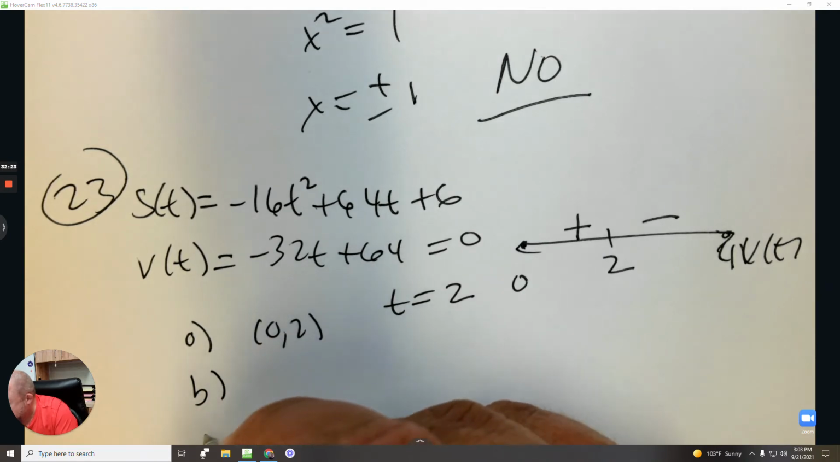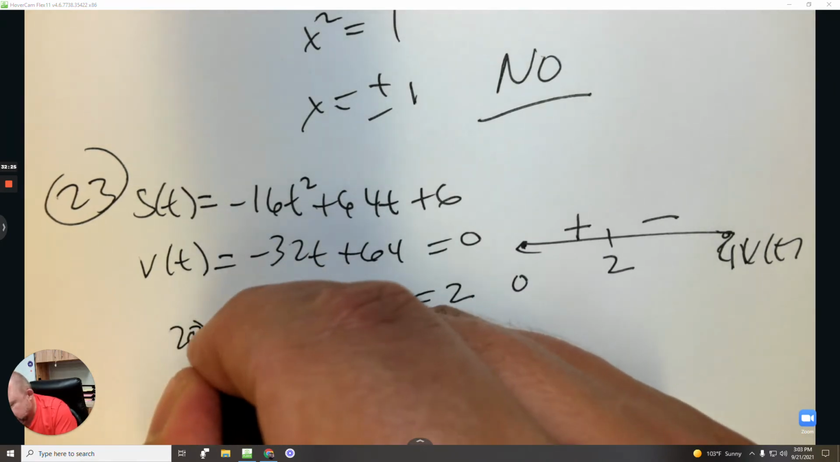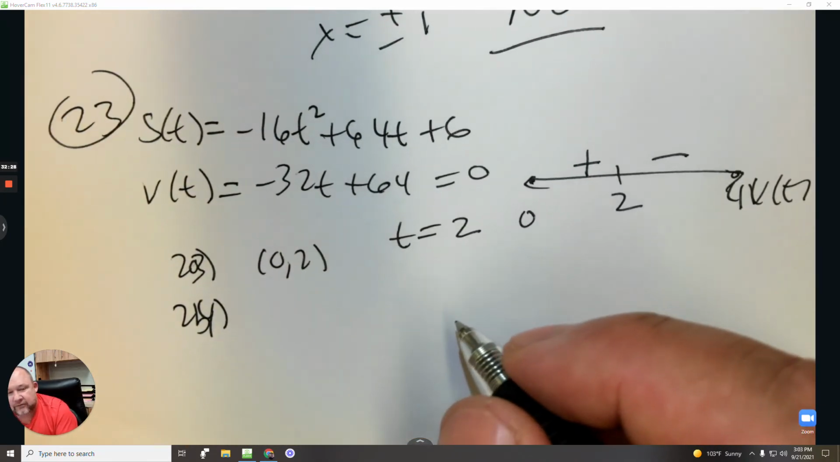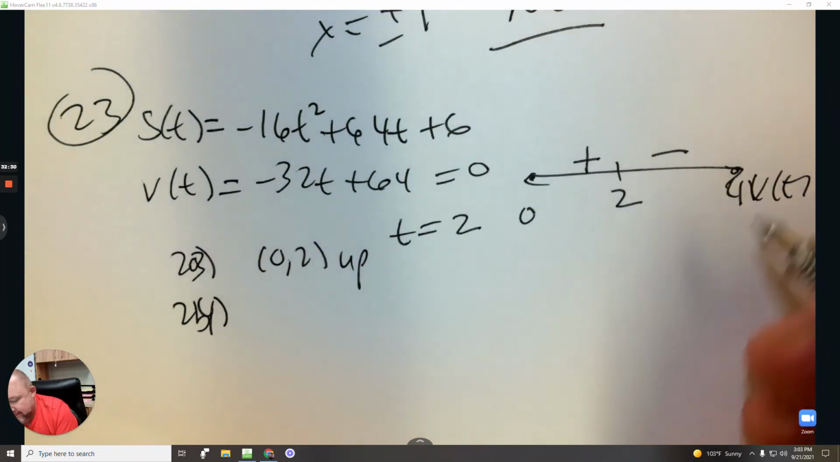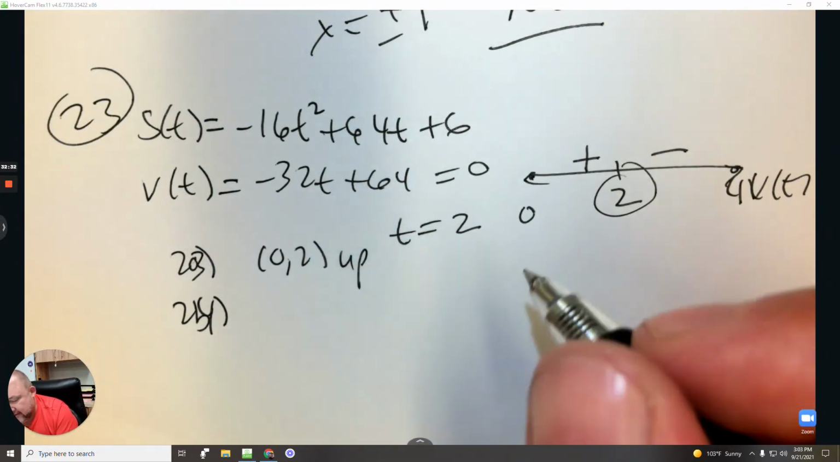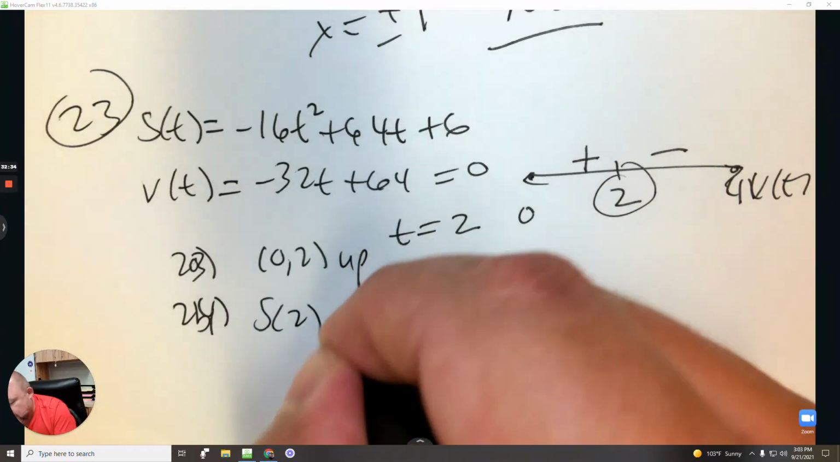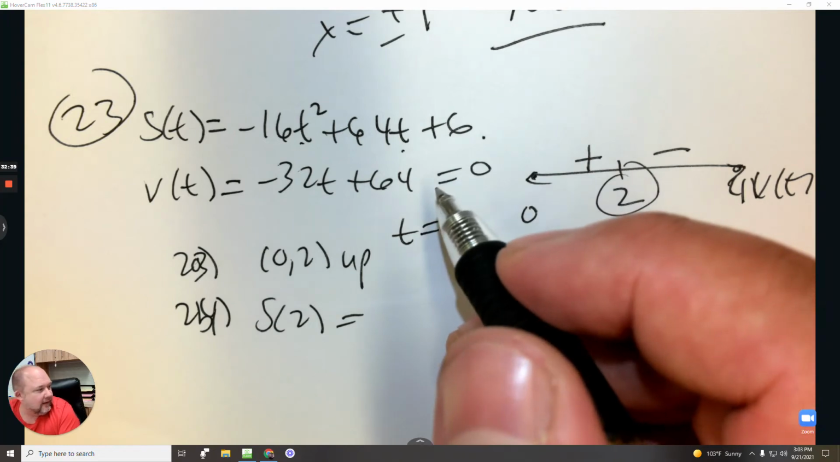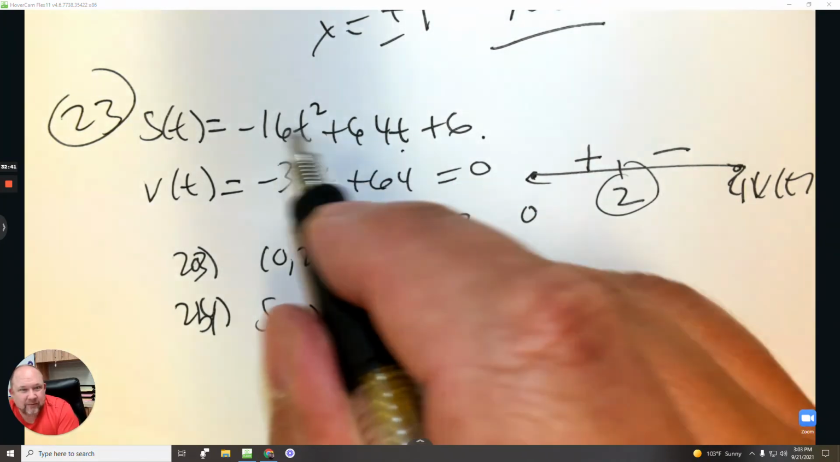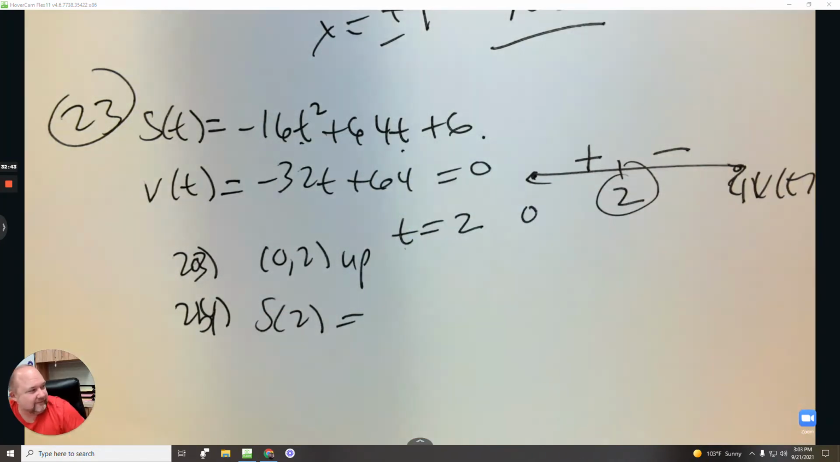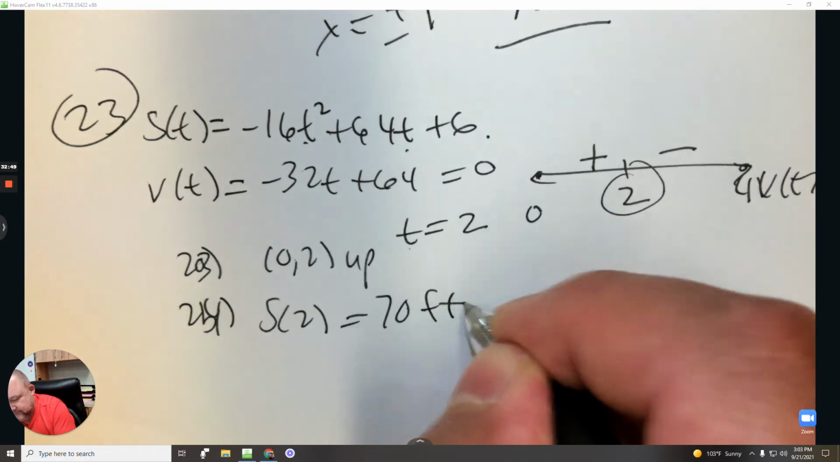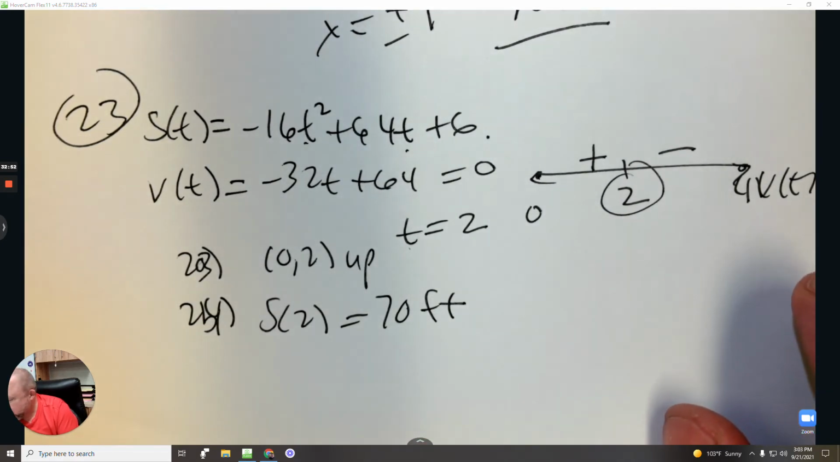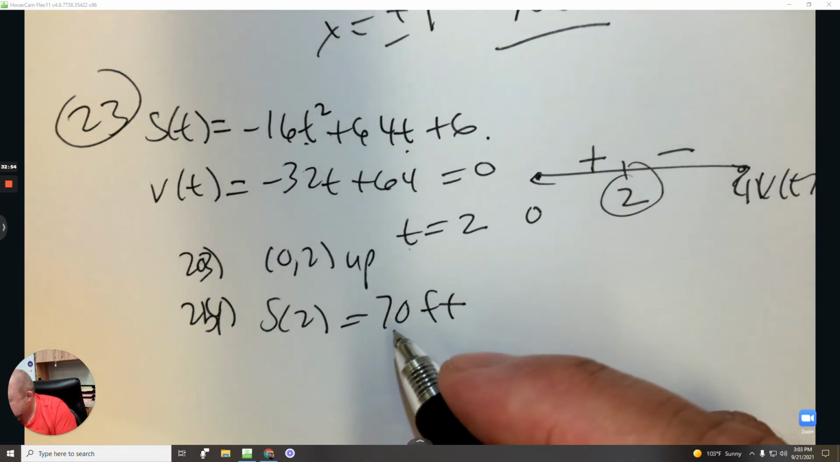B says, what's the maximum height? Well, that's 24, what's the maximum height? So at 2 is the maximum height. So I need to plug 2 into the position and get an answer. I'm going to look at my answer key. So if you plug in 2, it'll give you your answer. And that's 70 feet. That's 24.